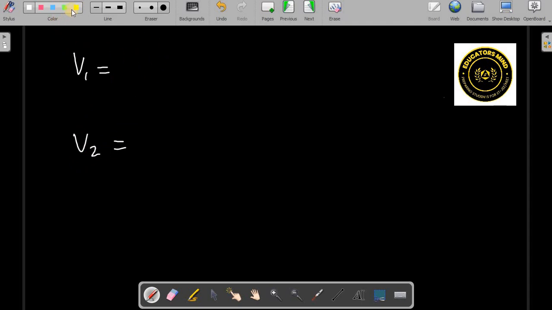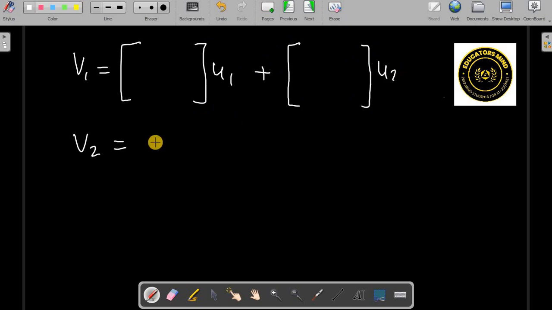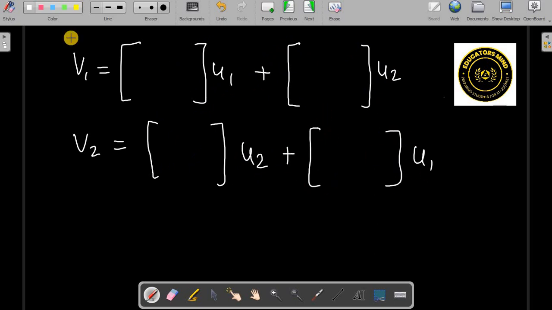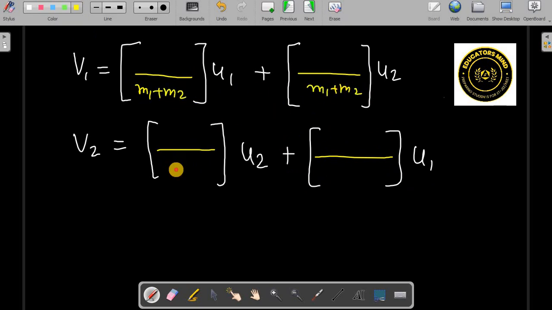So after collision, what is the velocity? I'll tell you how to remember this. You can write like this: v1 is made up of some coefficient into u1, some coefficient into u2. v2 is made up of some coefficient of u2 plus some coefficient of u1. Then in the denominator everywhere you should write m1 plus m2, that's the total mass.